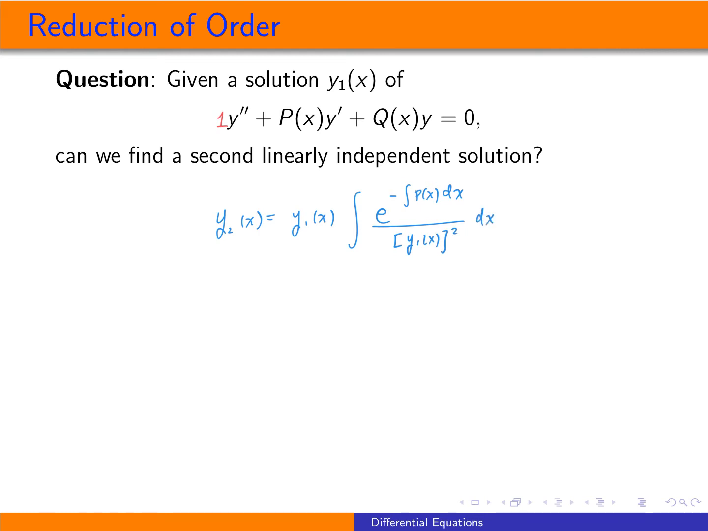And looking at this formula written in general, it certainly looks difficult or maybe involved, but remember, for any concrete example, you will know precisely what function you have for y1 along with p of x. Once again, make sure you're in standard form, and once you are, p of x is the coefficient of y prime.